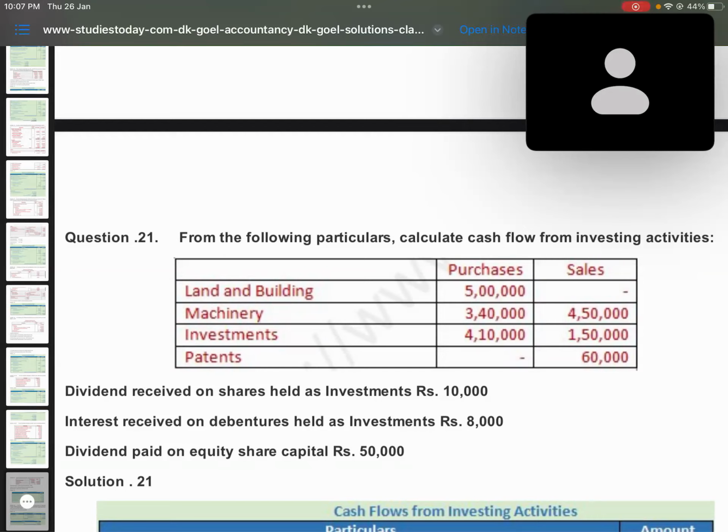Further, it says in the question that dividend received on shares held as an investment is 10,000. Interest received on debentures held as an investment is rupees 8,000. And dividend paid on equity share capital is 50,000. All right. So considering this information, you have to find out the cash flow from investing activity. So let me solve this question for you, and I'll be giving you the next question to try. Through this, you will get some idea how we actually prepare the cash flow from investing activity.